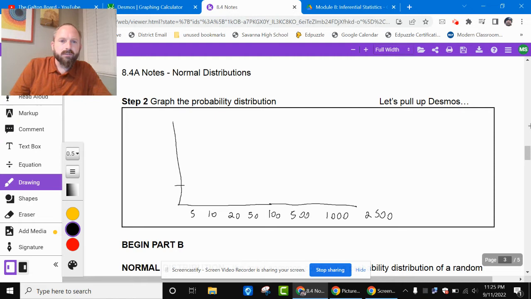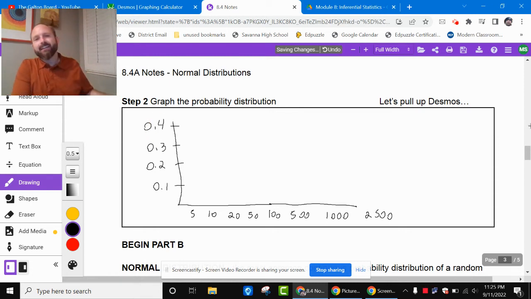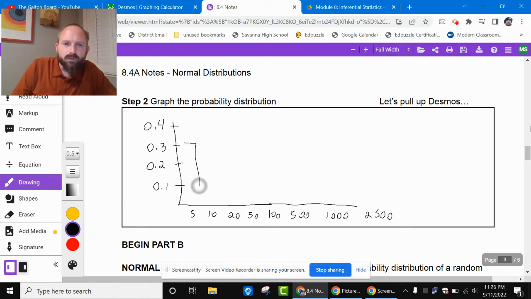What I'd also want to do is mark 0.1 right here, and then I have 0.2, 0.3, and up here 0.4. If I look at the data, I can graph this. For $5, it was just above 0.3 right here, so I'm going to put this right here. Now 10 was, I do believe, 0.25, so halfway in between the 0.2 and the 0.3. And then 20 is just below that.